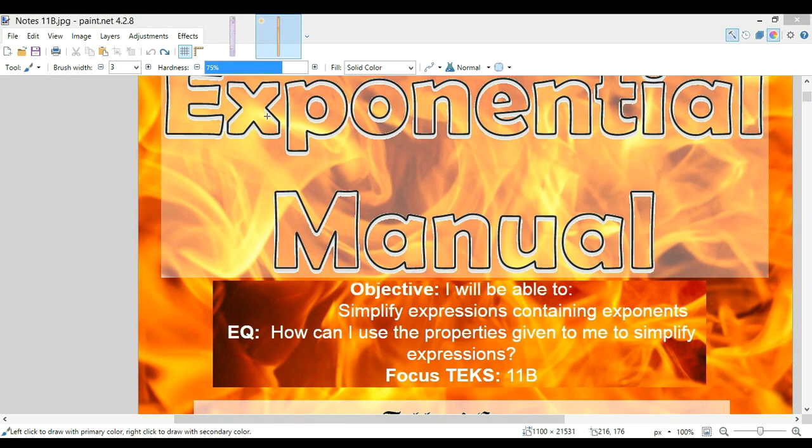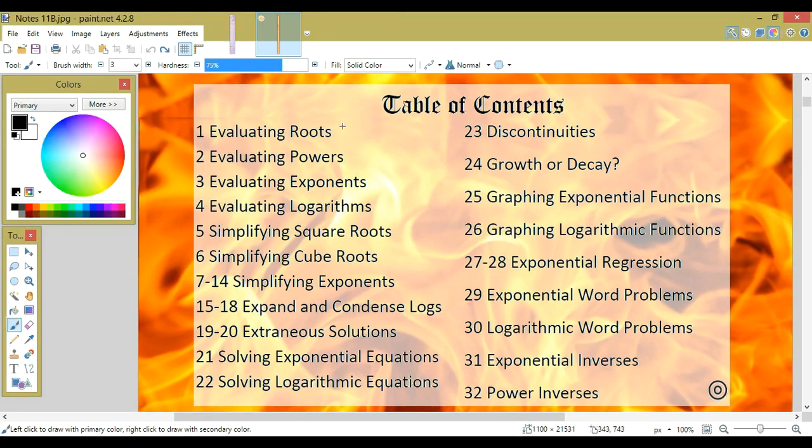Take a few minutes, decorate the front of your book. This is the table of contents. Use this to figure out where you want to go when you're looking back at your notes.